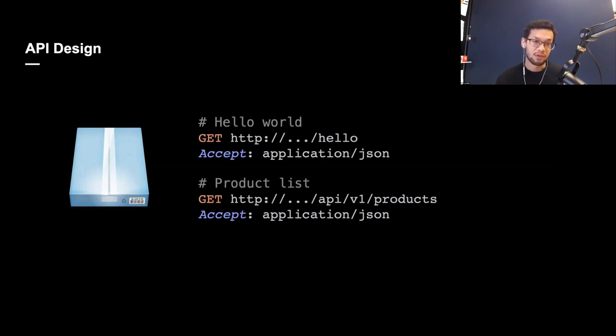So that's our first API. And the second task we want to do is create a product API. We will design our API with the root URL, and then we will append /api/v1/products to have the versioning and also the product naming in our URL. And this HTTP route also accepts application JSON. So that's the API design we want to do.